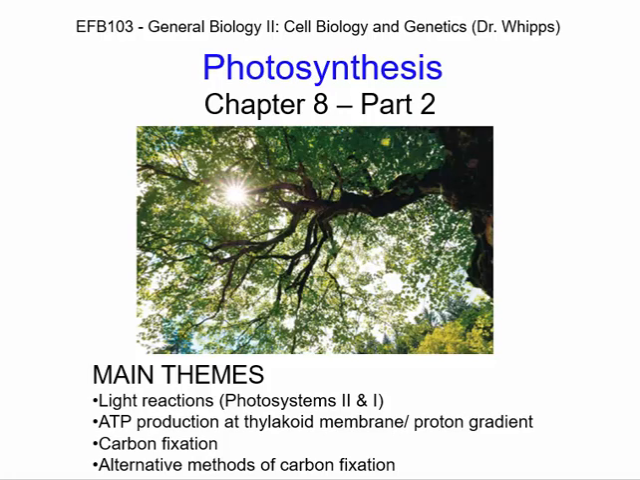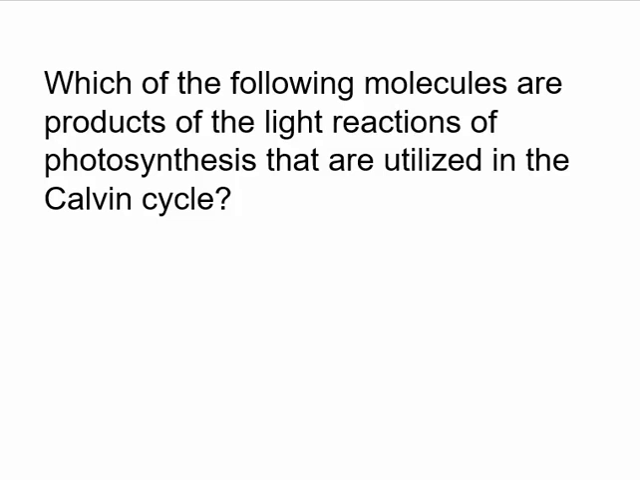Welcome to part 2 of chapter 8 on photosynthesis. So at this point, our photosynthetic organism has harvested some light energy, and it's now going to build some sugars, carbohydrates, with that energy. So what products of those light reactions are used in this next step, this Calvin cycle?